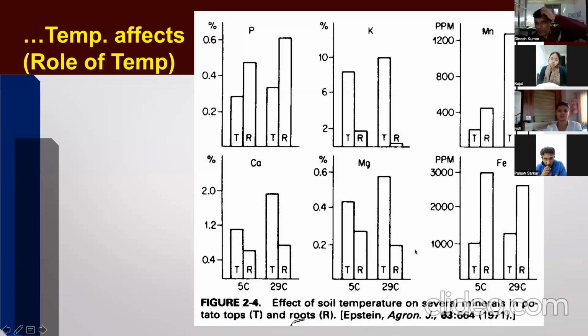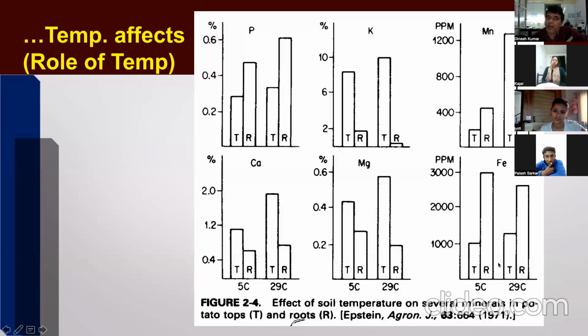Okay, let me explain some more examples. The last one, take the case of iron. Concentration is in ppm and the temperature is in degrees centigrade. First you see 5 degrees centigrade. This is the lower range of temperature. In the lower range of temperature, you can see the tops contain less iron than the root. So under stress condition, under low temperature conditions, root will have higher iron concentration than the top. At 29 degrees centigrade also, your roots will have higher iron than the top.